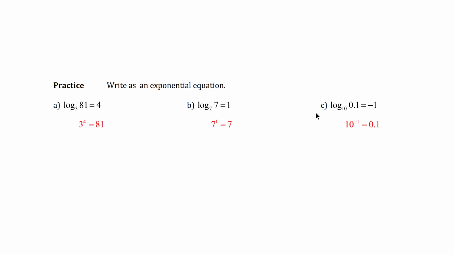For part C, we start off with the base of the exponent, which is 10. The logarithm is equal to the value of the exponent, which is -1. And then we set this equal to the value in front of the logarithm, 0.1. We get 10 to the -1 power equals 0.1.